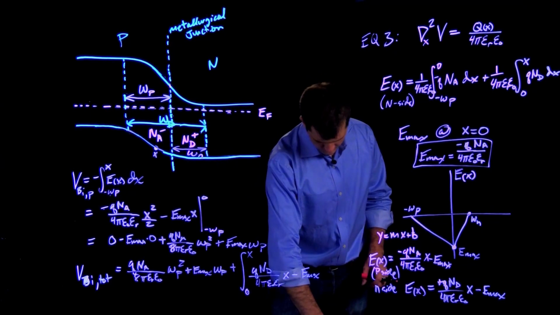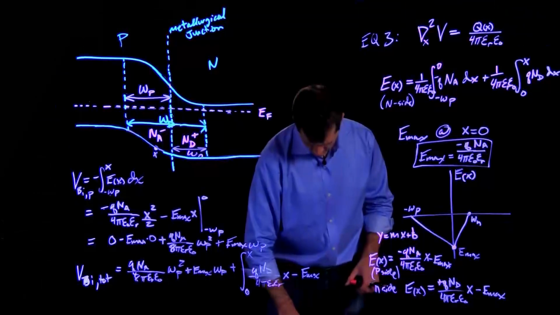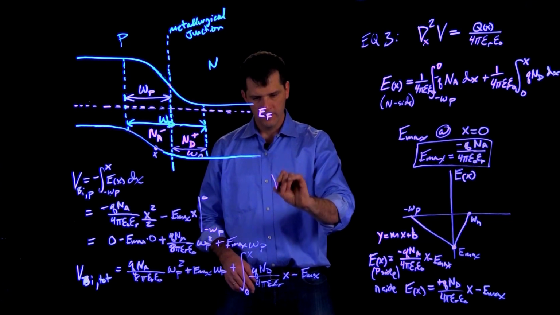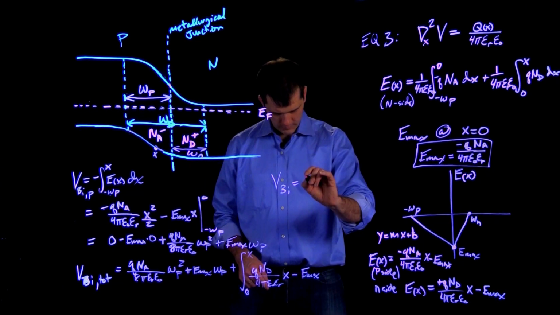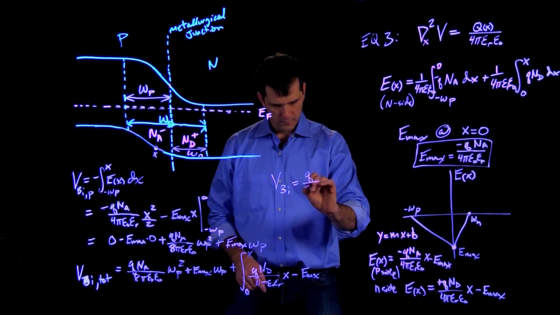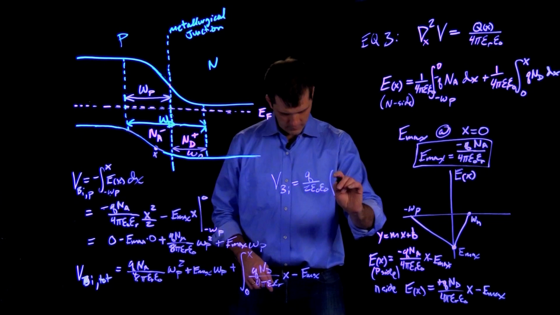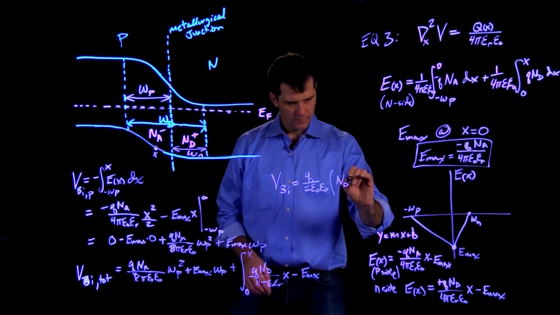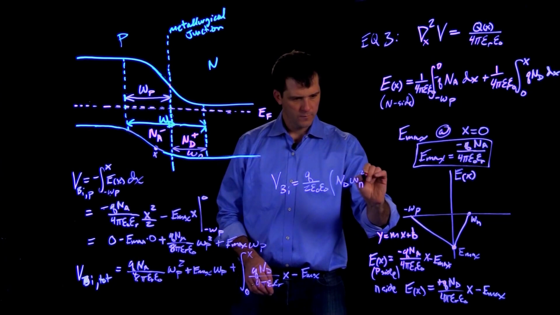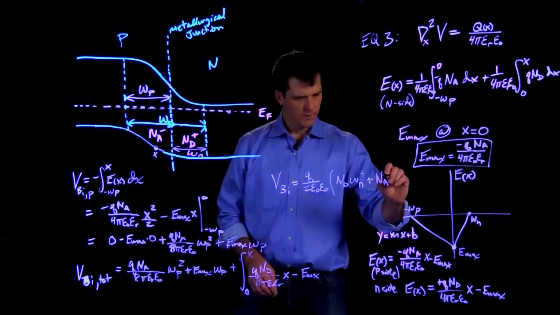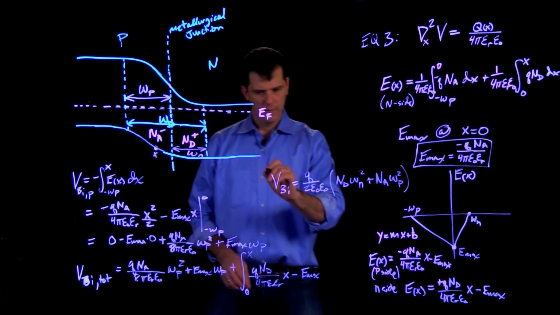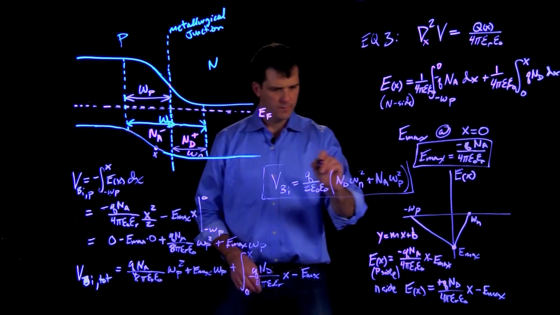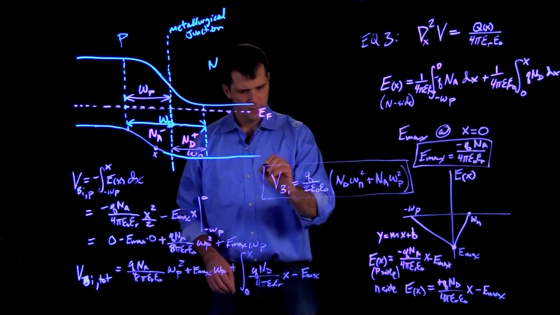When you complete all of these integrations and simplify the result, you have that the built-in voltage is given by the charge q over 2 epsilon naught epsilon relative times Nd Wn squared plus Na Wp squared. So this is our final form of our equation that we got using Gauss's law.